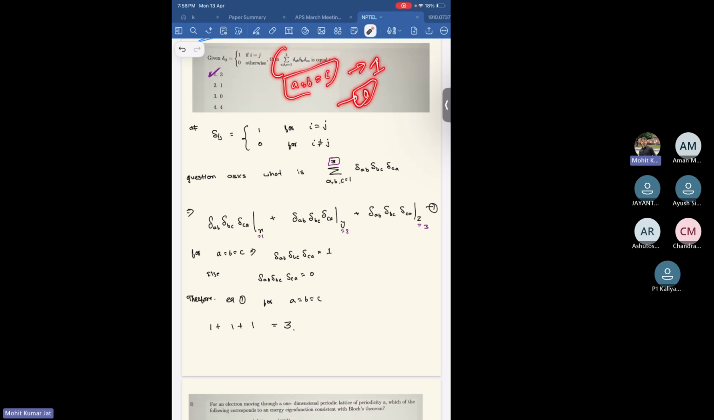And since a equals b equals c can have 1, a equals b equals c can have 2, a equals b equals c can have 3, and for all of them it will have 1 plus 1 plus 1, the total will be 3, so that's why the correct option is 3.